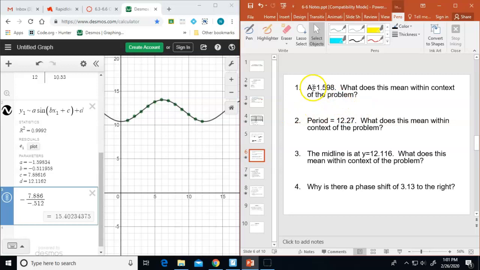So the amplitude was 1.598. What does that mean in the context of the problem? Actually, I want to do number 2 first, and I want to do 2 and 3 before I do number 1. Number 2, the period of the graph is 12.27. What does this mean within the context of the problem? And when we say within the context of the problem, we need to remember that our x was months and our y was hours of daylight.